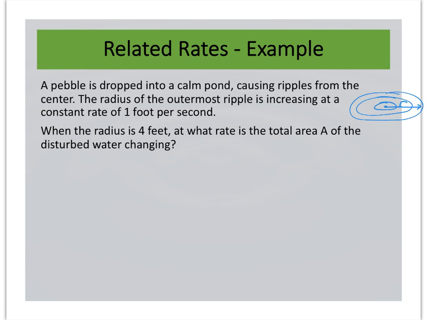So we've got something: the radius is 4 feet. When the radius is 4 feet, r is going to equal 4 at some point in time, and the outermost ripple is moving at a constant rate. So I'm told a rate to begin with. The change of the radius per time, with time being seconds, is 1. Okay, so I've got a lot of stuff going on here.